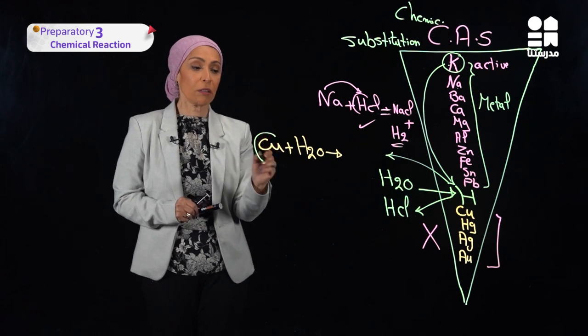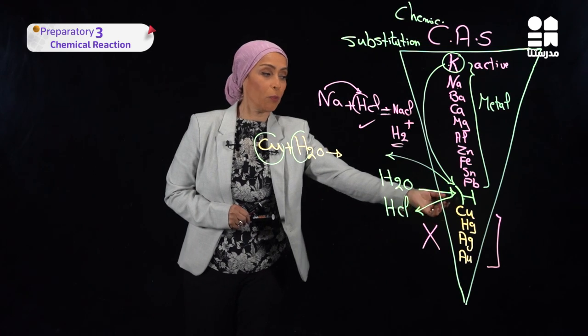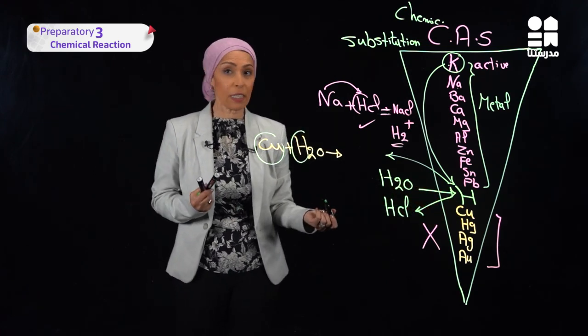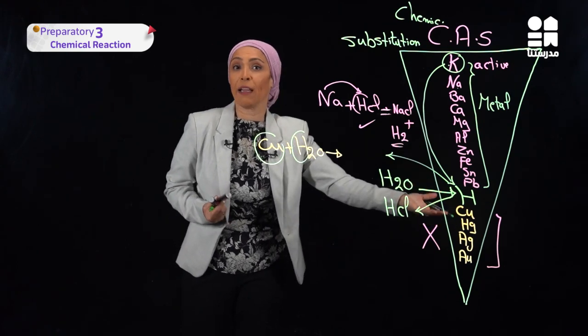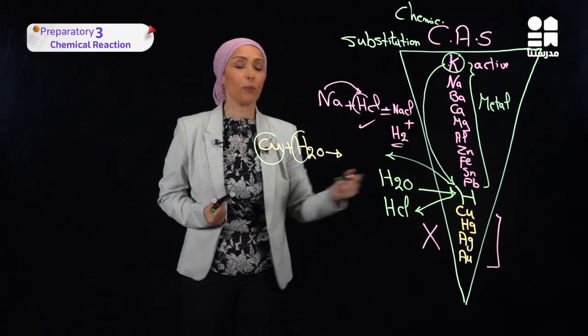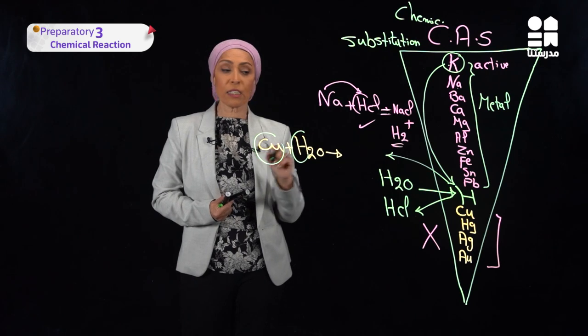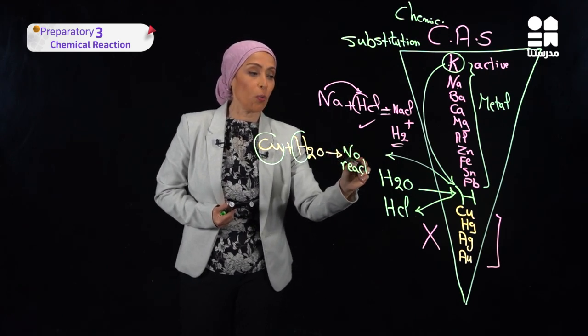Let's see here, copper is located where? Below hydrogen in the CAS. So can it replace it? Of course not. Why? Because it's a weak metal that is located below hydrogen in the chemical activity series. So I will write easily, no reaction will happen.